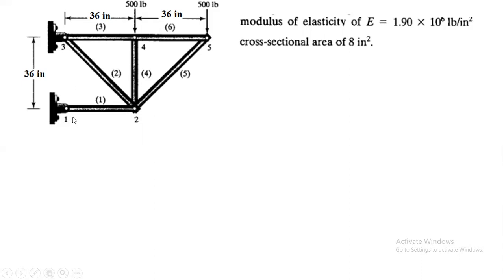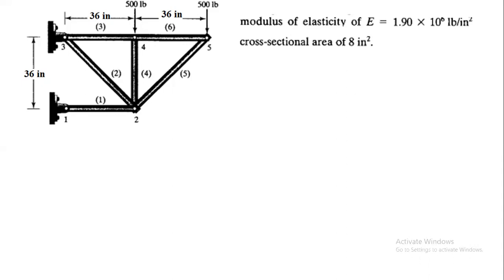So each element is having two nodes. First element is connected with node number 1 and node number 2. Second element is connected with node number 2 and 3. This third element is connected with node number 3 and 4. Fourth element is connected with node number 2 and 4. Fifth element is connected with node number 2 and 5. Sixth element is connected with node number 4 and 5. Now each node is moving in x and y direction, therefore at each node we have 2 degrees of freedom: one is the displacement in x direction and the other is displacement in y direction.